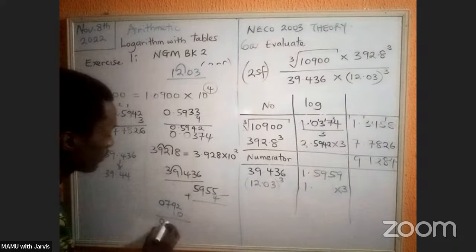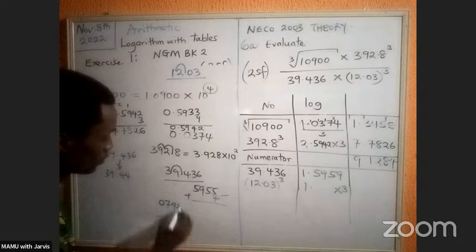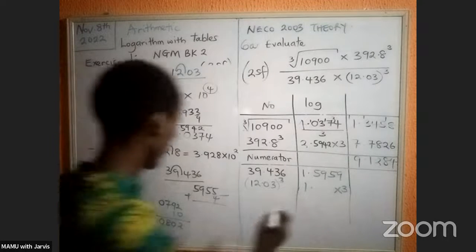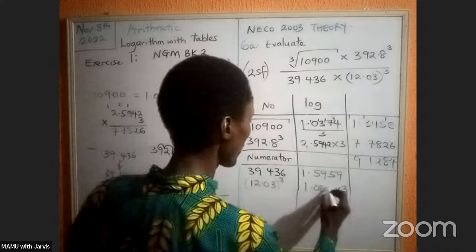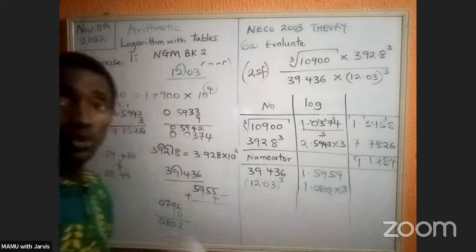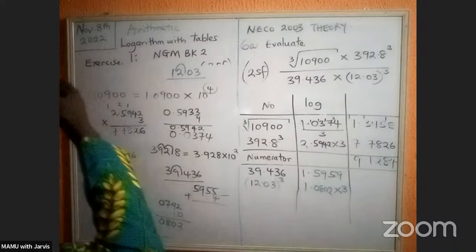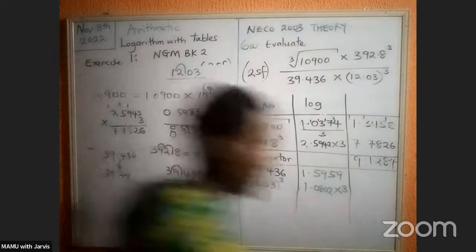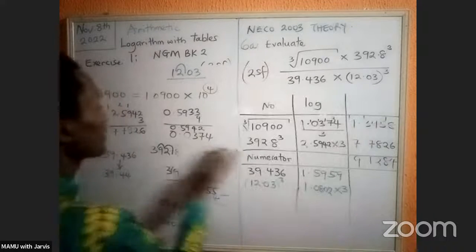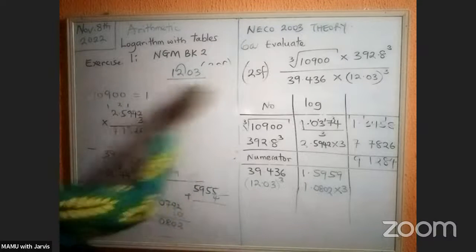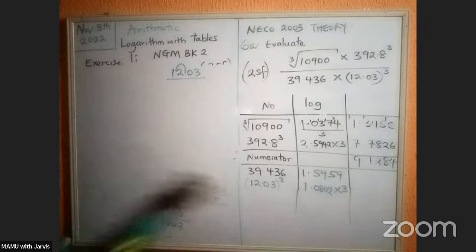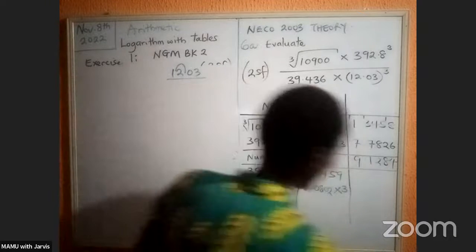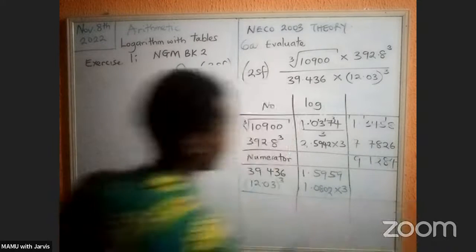I'm going to write 0802. 2, 0, carry of 1, 8. So that will be what? 0802. So what's the next thing you do? The next thing you're going to do is simply to multiply by 3. So you see that some of these questions usually take a lot of time. They take a lot of time because we've not been doing them. So that will be what?